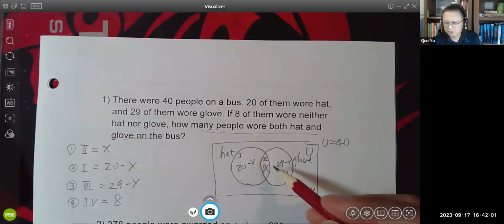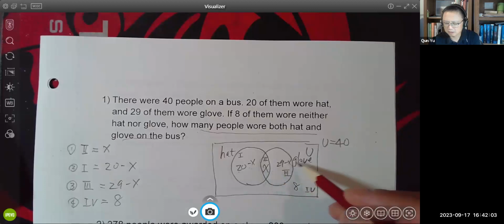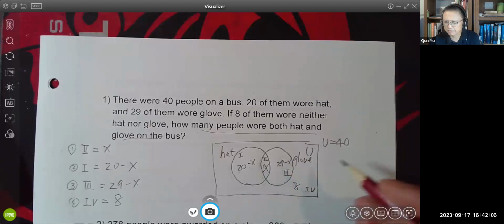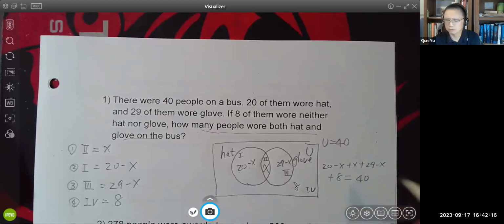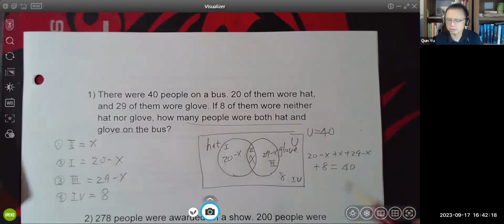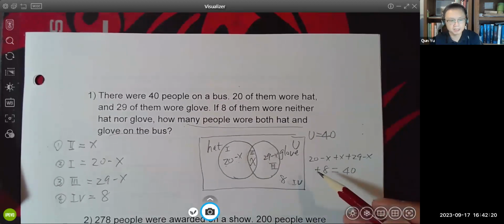This is the first number, this is the second one, this is the third one, this is the fourth one. So 20 minus x plus 29 minus x plus 8. This should be equal to 40. Now we just need to solve this equation, right?